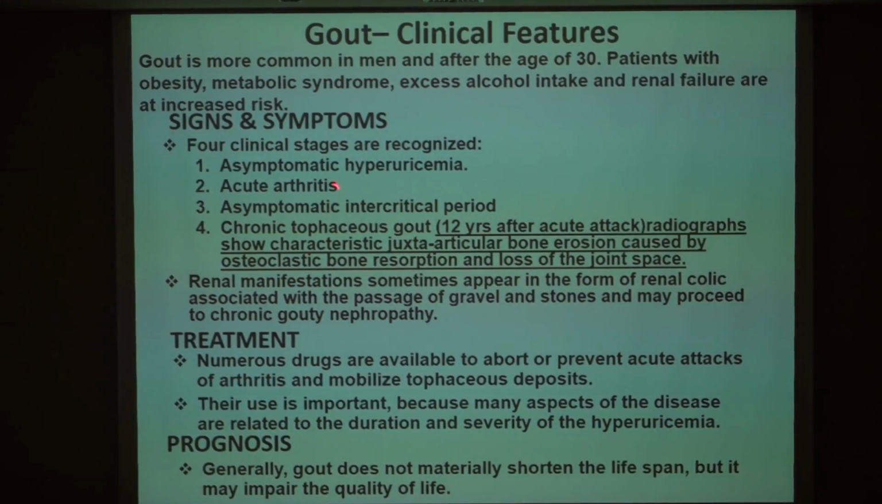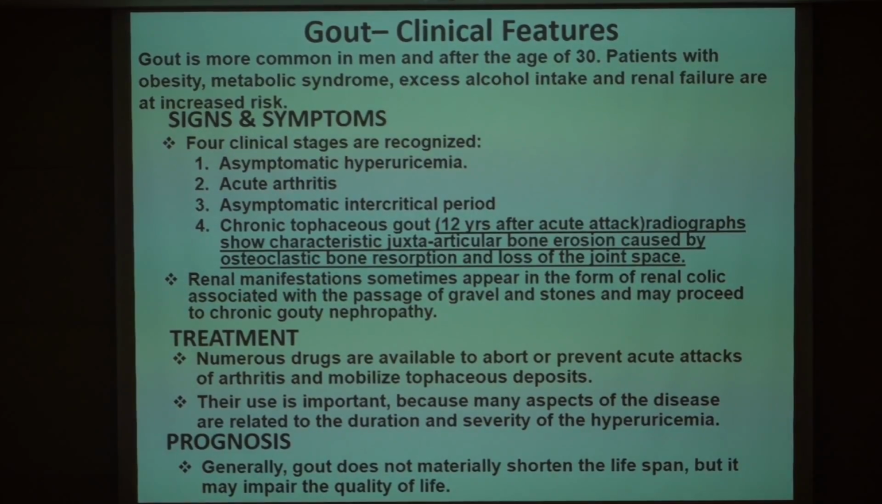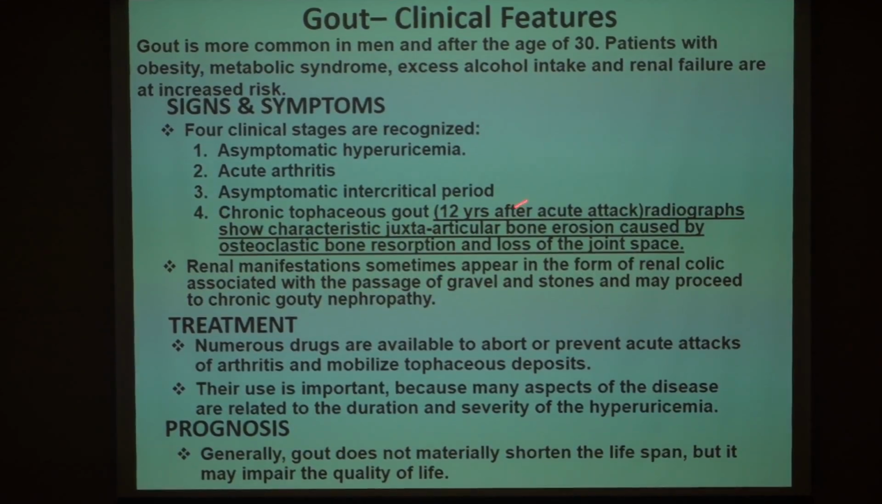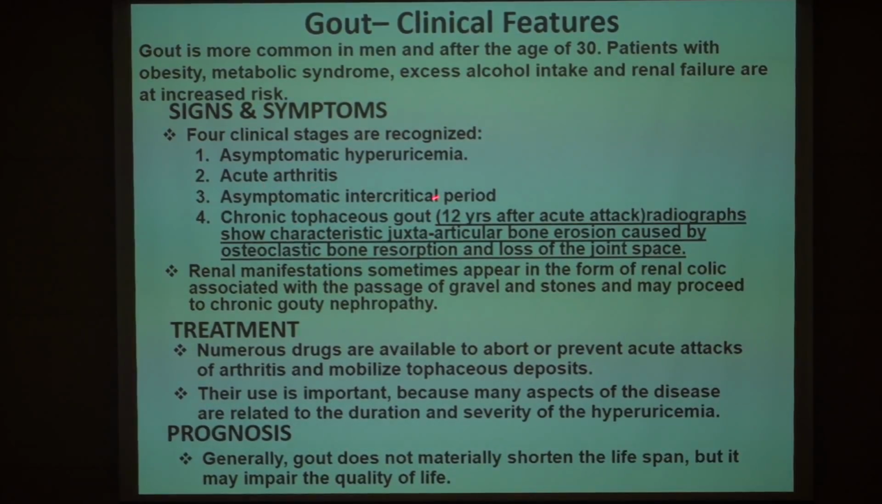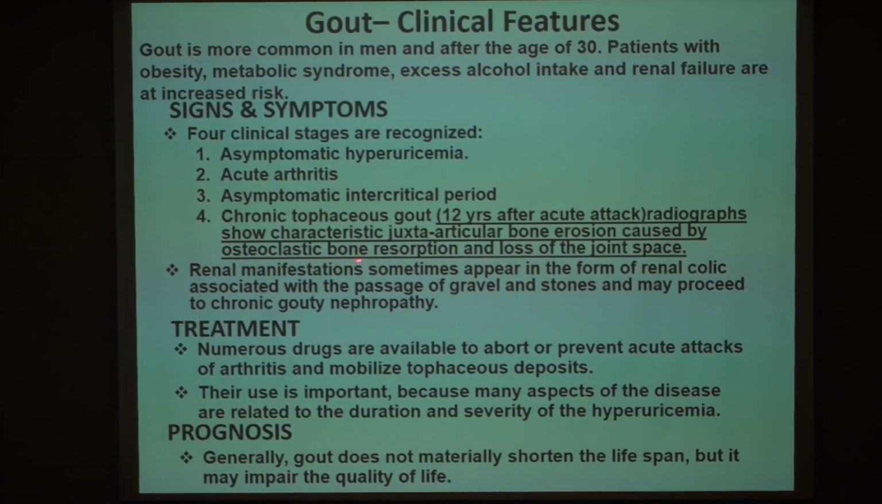We talk about acute arthritis. This is the acute gouty attack, the pain, normally monoarticular, that will normally bring the patient to the physician. Then we talk about the asymptomatic intercritical period, where everything seems to quiet down. And then after 12 years, you get chronic tophaceous gout, where radiographs will show the characteristic juxtaarticular bone erosions caused by the osteoclastic bone resorption and the loss of the joint space.